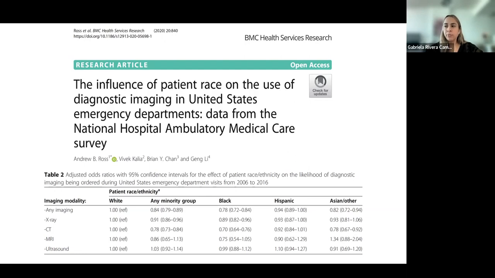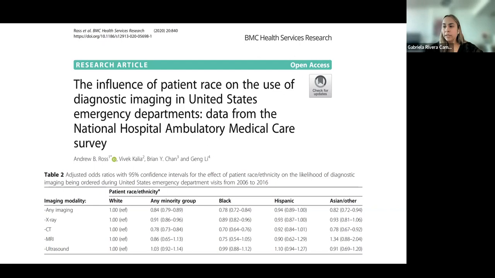There was a random 4-week survey period between 2006 and 2016. In terms of results, using weighted data, an average of 131.5 million patient encounters were included each year for the 11-year study period. Imaging was used at 46% of all visits.